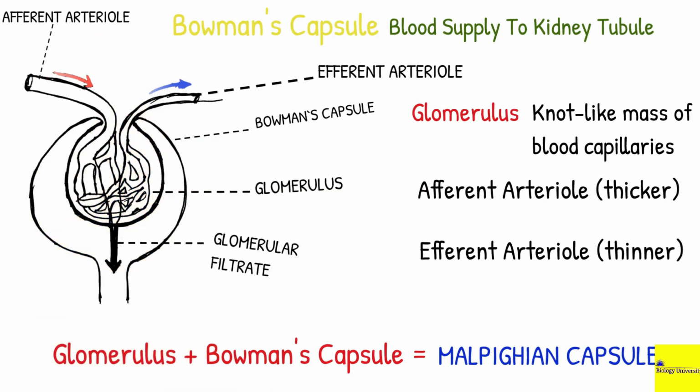This afferent arteriole, as shown in the figure, then breaks into a number of capillaries forming that knot-like mass called the glomerulus, which fits inside the Bowman's capsule. The Bowman's capsule and the glomerulus together are called Malpighian capsule or simply renal capsule. The reuniting capillaries of this glomerulus then forms what is known as efferent arteriole. Efferent means to carry away.